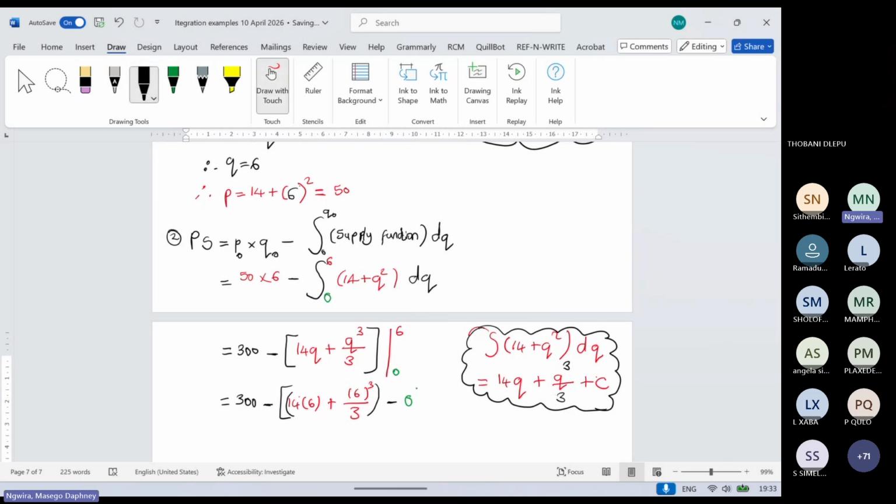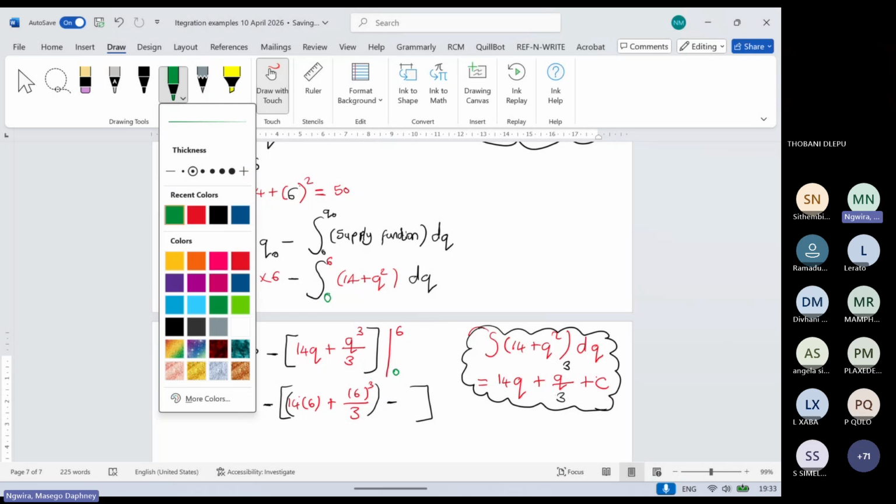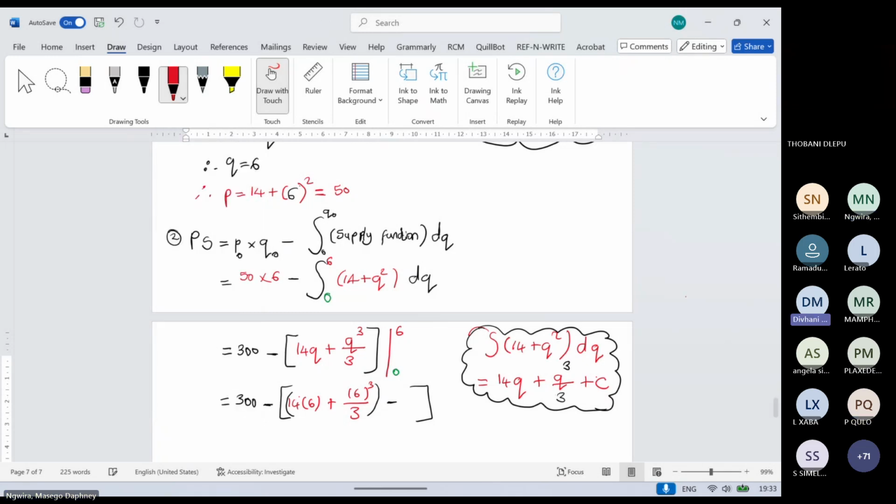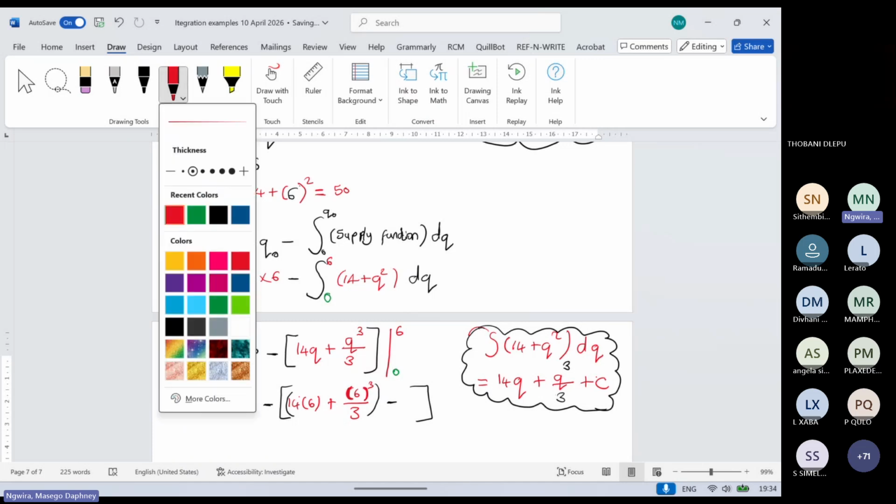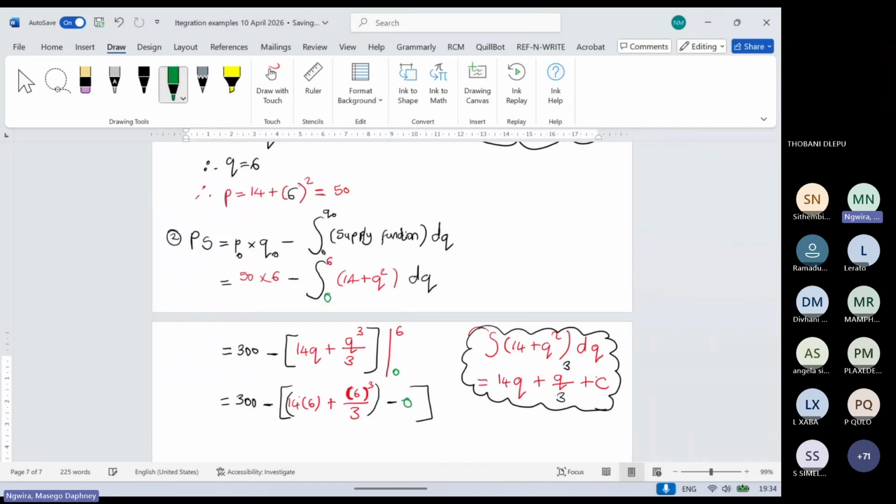It's not undefined. You wrote 16 instead of 6. I wrote 16 divided by 3? No, it's a bracket. Sorry, it's my bracket. You don't see my bracket. Yes, this is a bracket, and then this is 0.